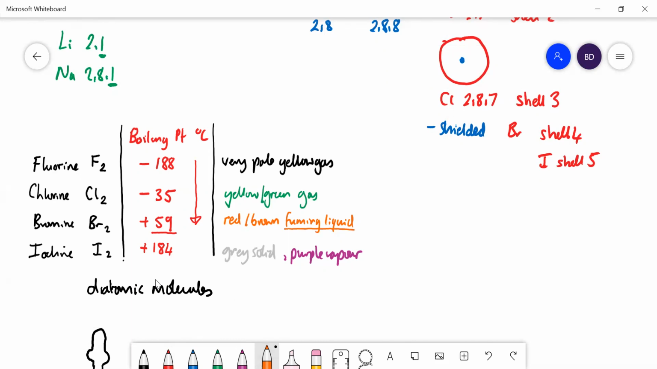Iodine is a grey solid, and it actually sublimes at atmospheric pressure if you heat it up in a tube. It's 184 degrees, and it gives a nice purple vapor. So a little bit of a trend here that they're all coloured, all of the elements. They all have quite a distinctive smell.